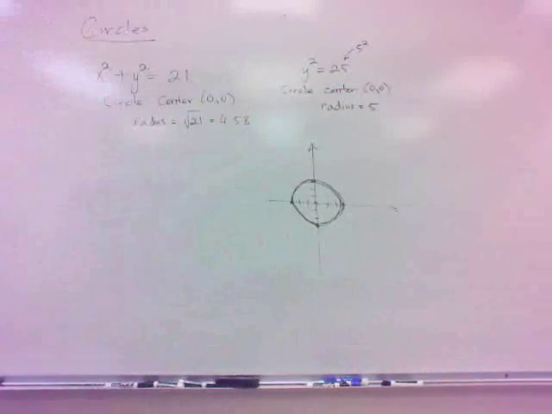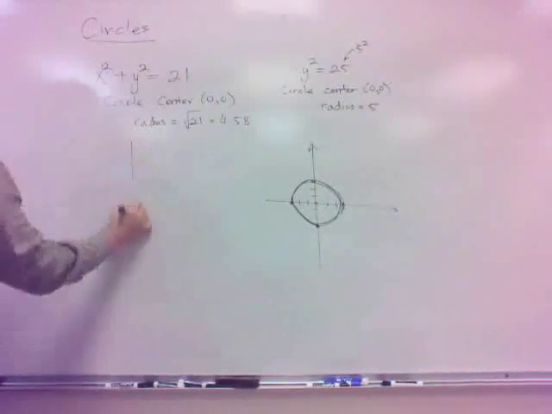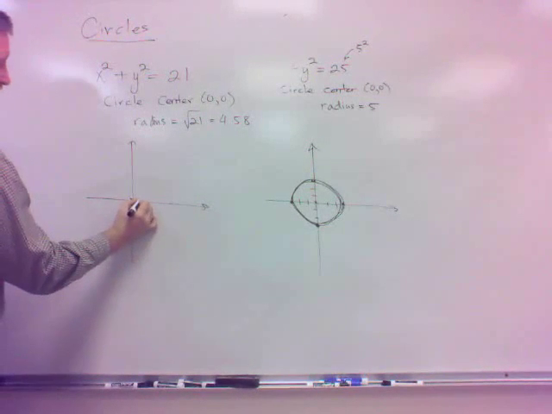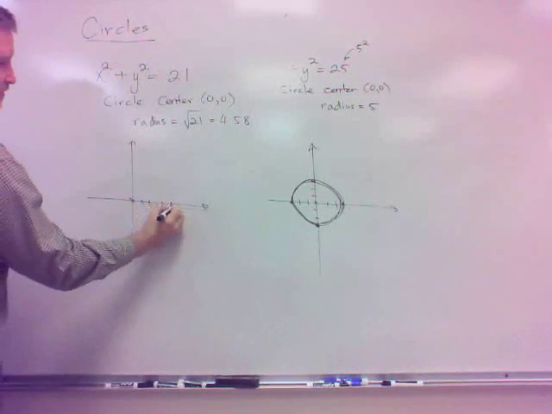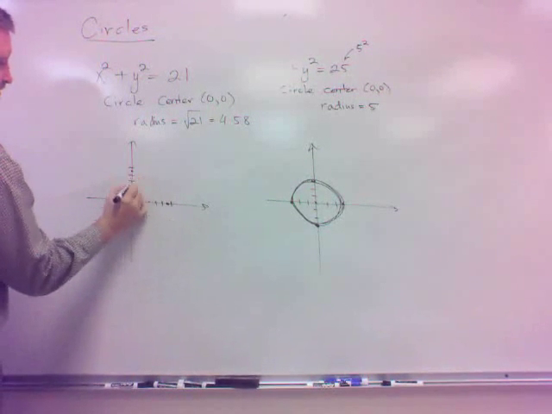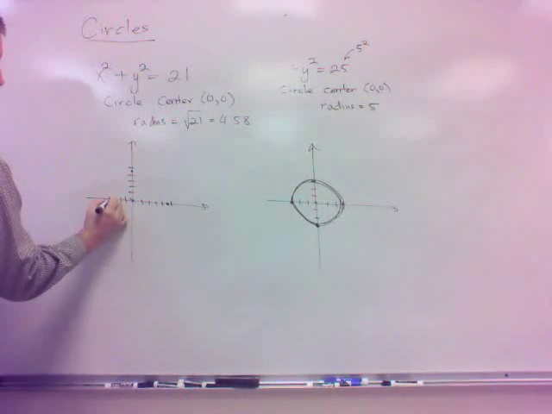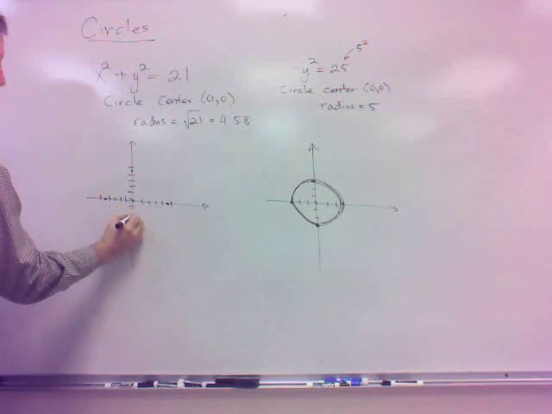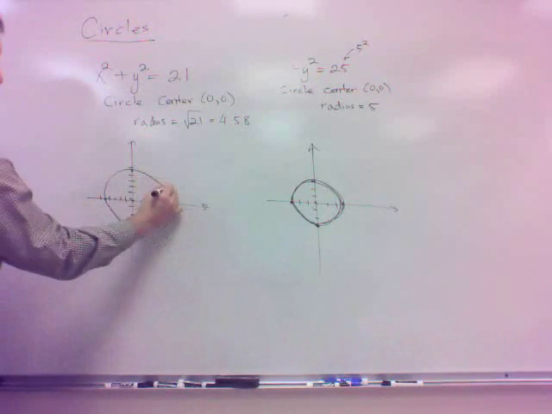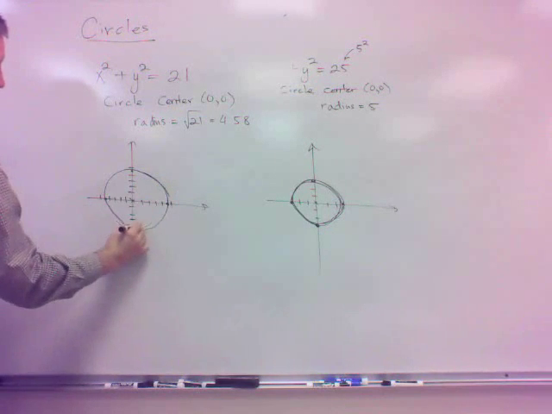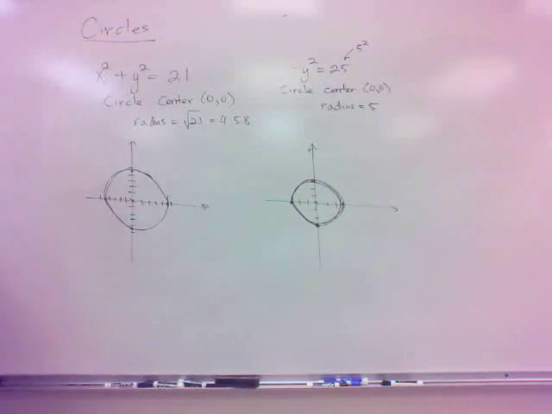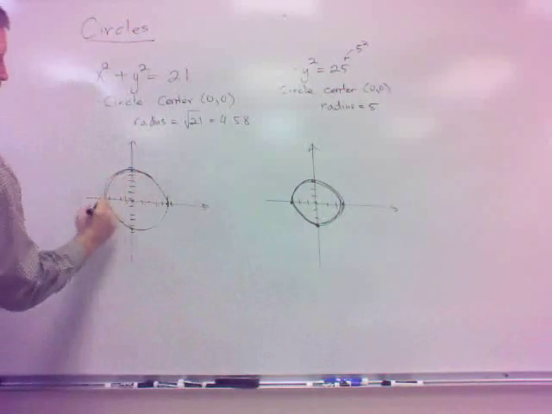And so to graph, just go out from the center of this one, 0, 0, go out 4.58. 1, 2, 3, 4.58. 1, 2, 3, 4.58. 2, 3, 4.58. There you go. So you can do those as well. They don't have to have a nice radius. You can have a square root that's not a nice radius. Okay? All right.